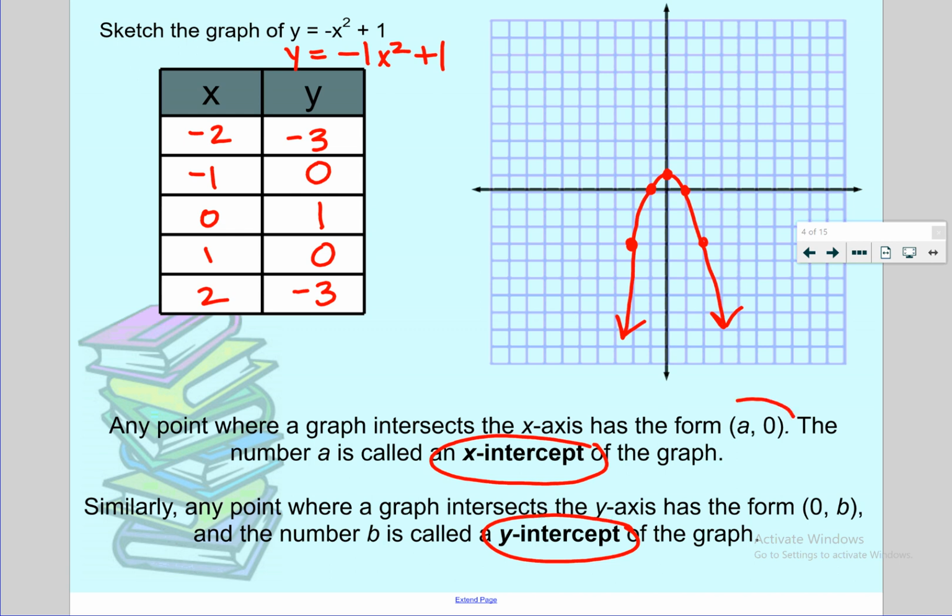Any point on the x-axis will look like the following. It'll have a y-coordinate of 0. Any point on the y-axis will be the opposite. It will have an x-coordinate of 0. So that's actually how we will algebraically solve without a graph for an x-intercept or a y-intercept. If I want an x-intercept, I plug 0 in for y. If I want a y-intercept, I'm going to plug 0 in for x, and then you can solve for the variable that remains.